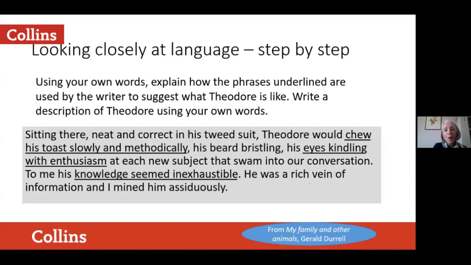So now, how would we write a description of Theodore using our own words based on the phrases that have been underlined? What do these phrases tell us about Theodore that we would put into our own description of him?